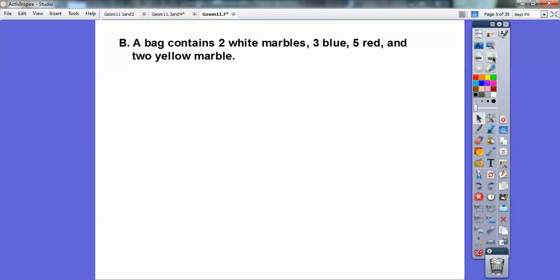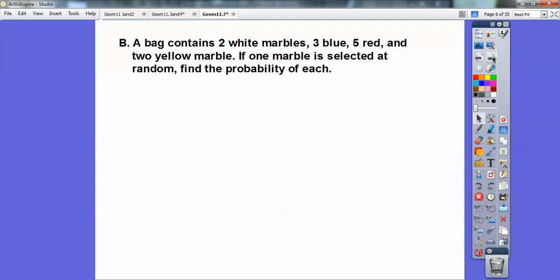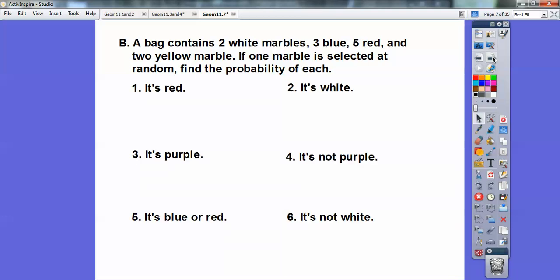Okay, so here's a quick example. A bag contains 2 white marbles, 3 blue marbles, 5 red, and 2 yellow marbles. If one marble is selected at random, find the probability of each event. Here's a bunch: it's red, it's white, it's purple, it's not purple, it's blue or red, or it's not white. Let's do the first one.